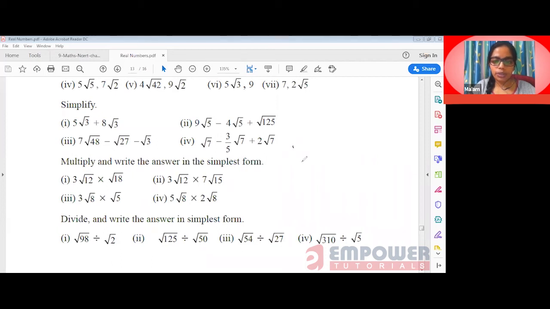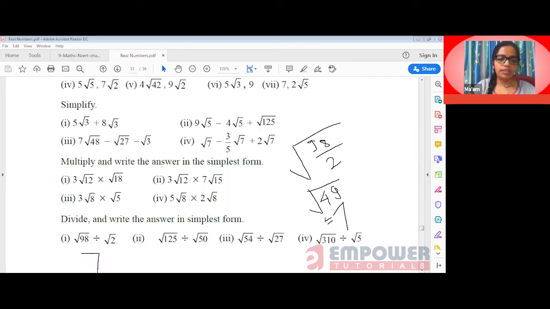And about this, what you have to do is 98 by 2. So how much? This will be equal to 7. So the answer of this is 7. In the same way you have to divide these two. So this is 125 upon 50. So this is 5 upon 2. So root 5 upon 2. Same is the case for this and this.